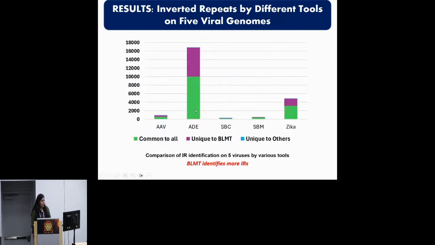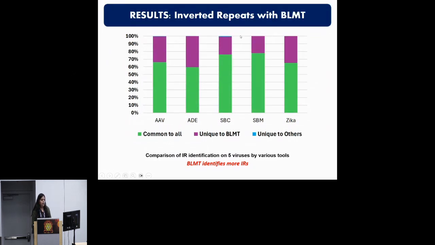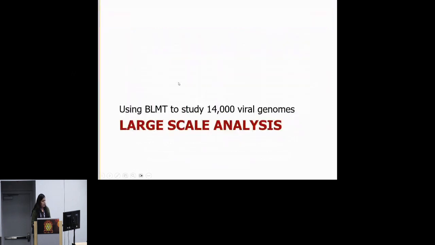These green ones are common to all the tools, and the purple ones are unique, and the blue one, which is practically non-existent because there's only one extra thing, is found by other tools. This is just showing them on the same scale as a percentage.